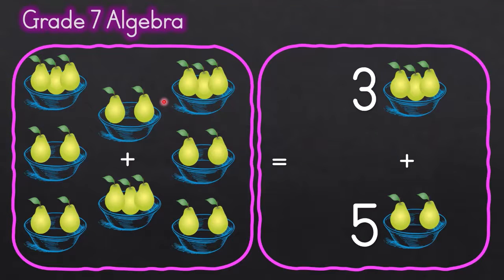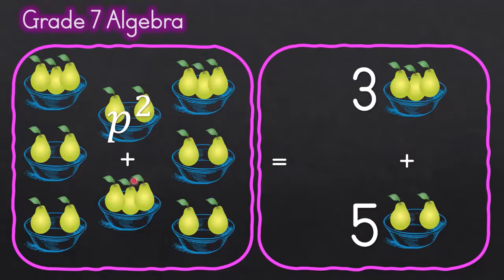Oh, this looks a little bit more interesting, a little bit more grade 7-ish. So in this bowl, I have a bowl with 3 pears. I have a bowl with 2 pears. So there's an item. I have another item. There's another item. So they look pretty much similar, but they're not quite. So I have 1, 2, 3 bowls with 3 pears in, and I have 1, 2, 3, 4, 5 with 2 pears in. So how am I going to write this in grade 7 algebra?